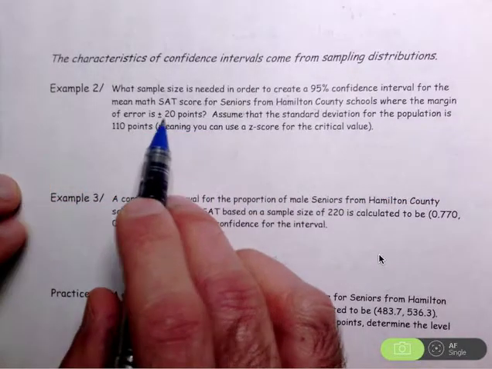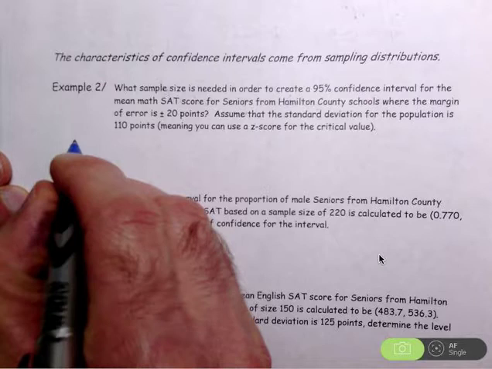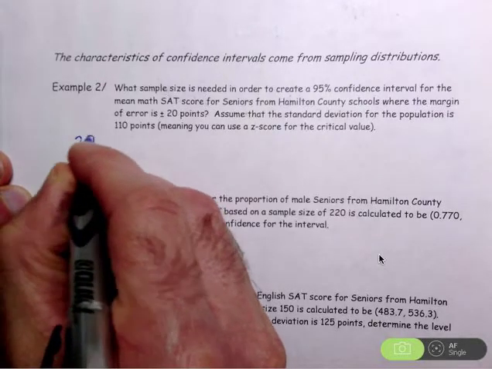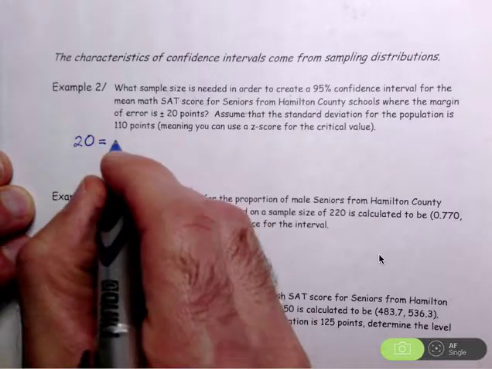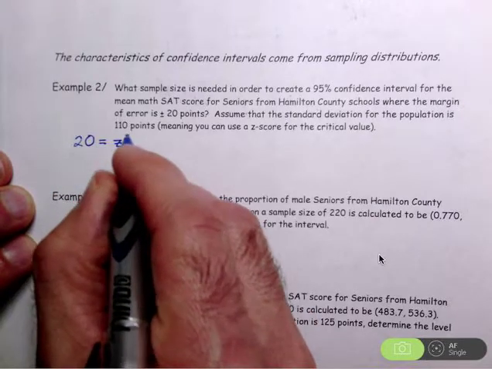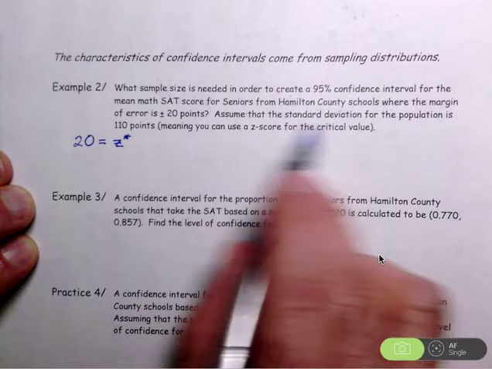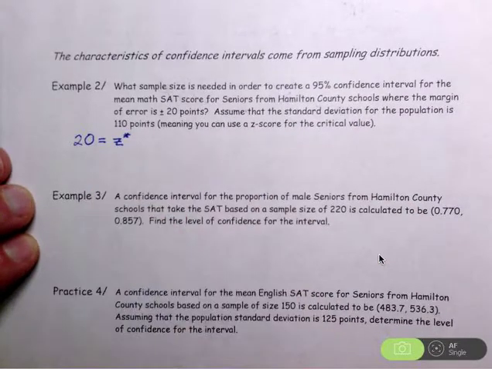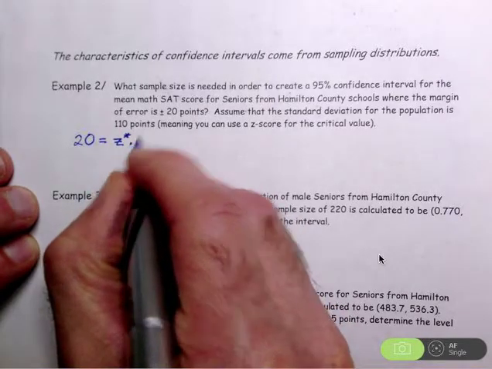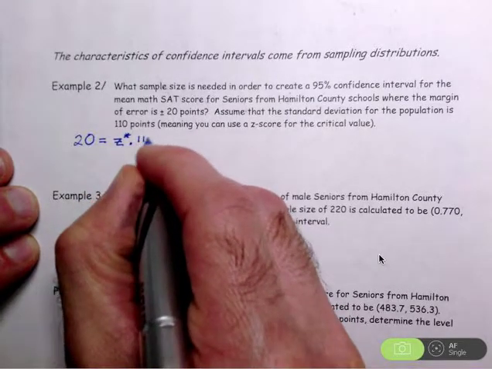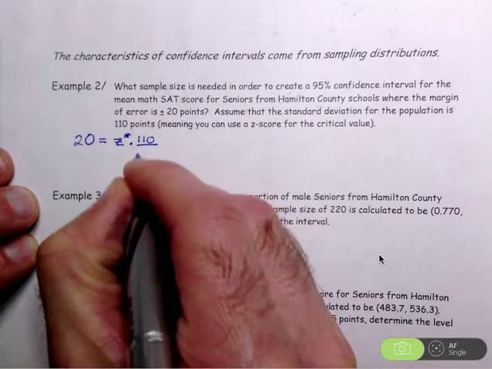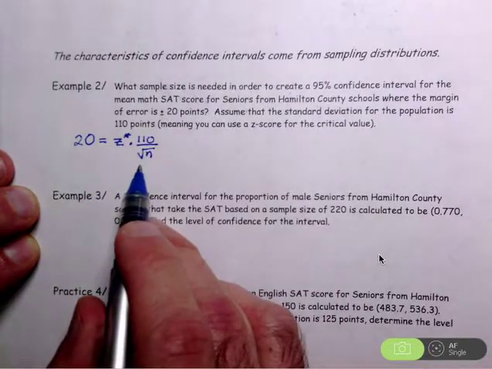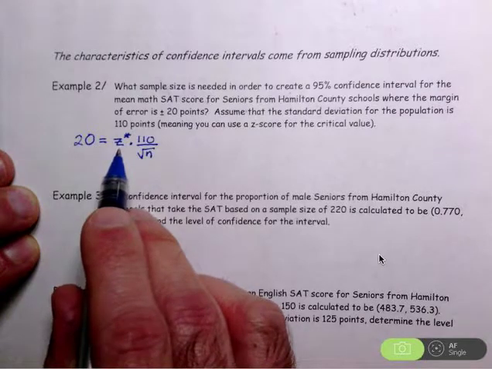So our margin of error that we want is plus or minus 20 points. So I'm just going to write that as 20. So we're going to use a critical value. In this case, we're going to use a z-score because we're going to assume that the standard deviation for the population is 110 points. So that means that the sampling distribution's standard deviation is 110 divided by the square root of the sample size. And really, all we need to do then is find our critical value. We'll be good to go.